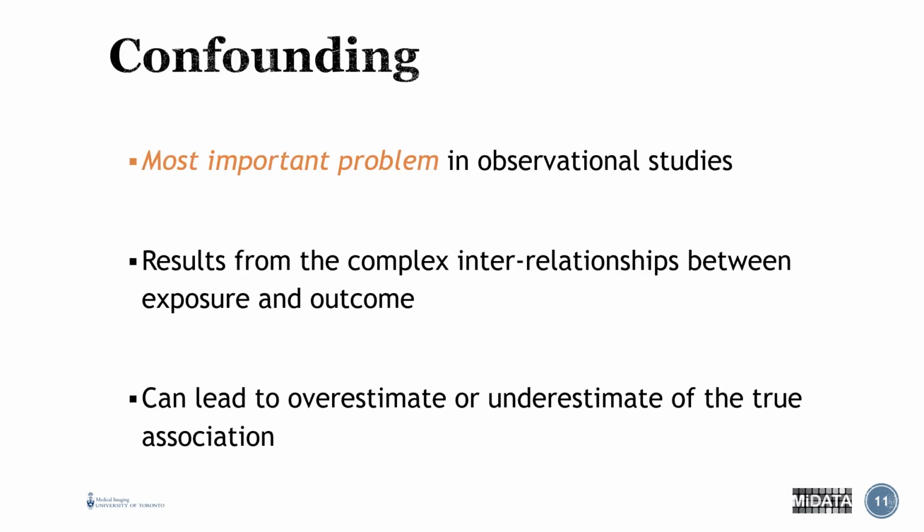Okay, let's compare and contrast with confounding. So we just saw interaction. Confounding we saw last lecture, and so let's just refresh a little. Confounding is a most important problem in observational studies. It's definitely something to consider every time you do an analysis in an observational study. It results from the complex interrelationships between the exposure and outcome, and it can lead to the overestimate or underestimate of the true association.